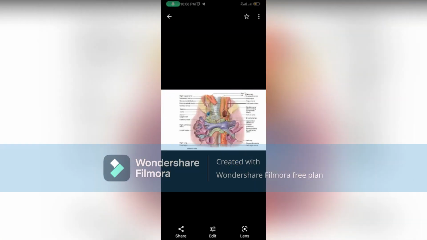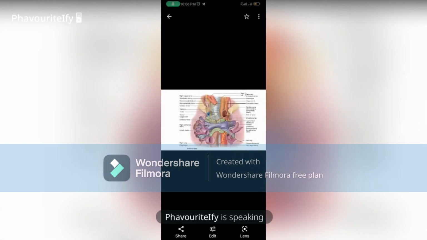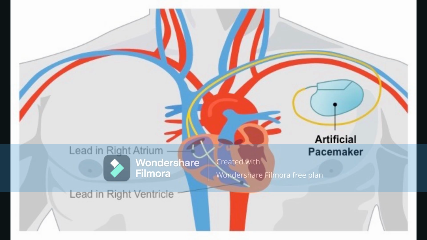So next I will talk about the clinical relevance. I will talk about the artificial pacemaker. Already I told us that the SA node is known as the pacemaker. So there is something called an artificial pacemaker. It's used to correct heart rate and rhythm.